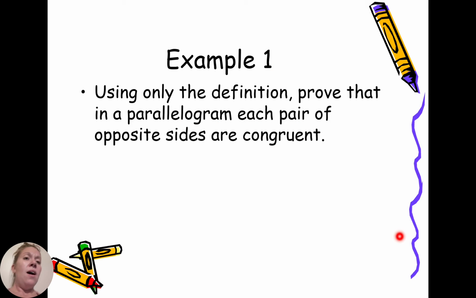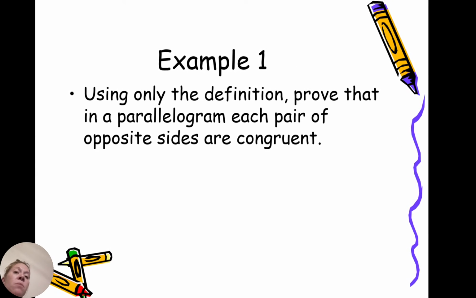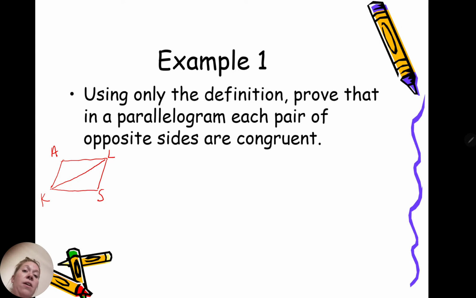All right. So we're going to use our definition of a parallelogram to prove one of these theorems, because, you know, we like to prove theorems from time to time. So again, we're using only the definition to prove that in a parallelogram, each pair of opposite sides are congruent. So let's draw a parallelogram. Let's call this one KALS. And let's draw in a diagonal there, because that's just going to help us prove this a little bit faster.